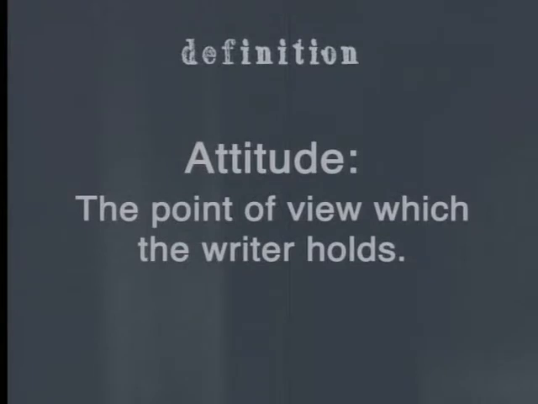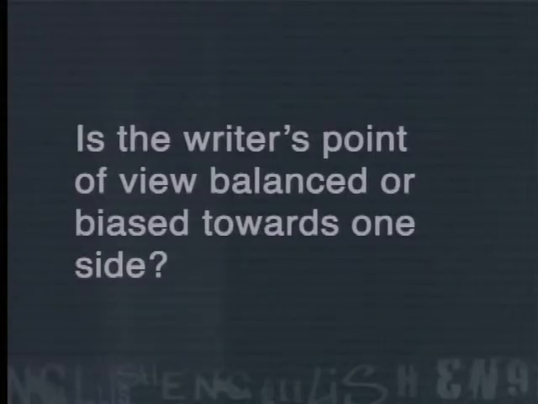A definition that you're going to need to know when analyzing texts is attitude. Attitude is the point of view which the writer holds. It is indicated by the tone, register, and style adopted. Attitude is determined by a number of factors that we are going to discuss in turn. But for now, here is a question to ask that will help you determine the writer's general attitude. Is the writer's viewpoint balanced or biased towards one side? Sometimes a writer's attitude is easy to detect, but at other times you will have to read quite carefully to work out what it is.